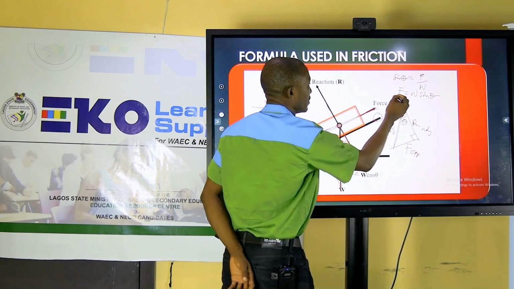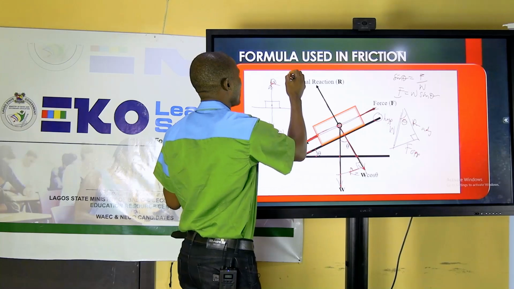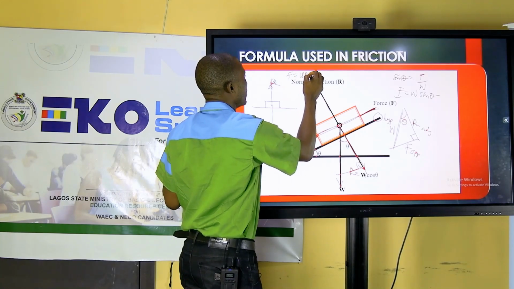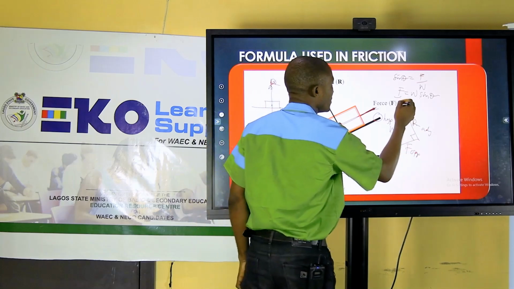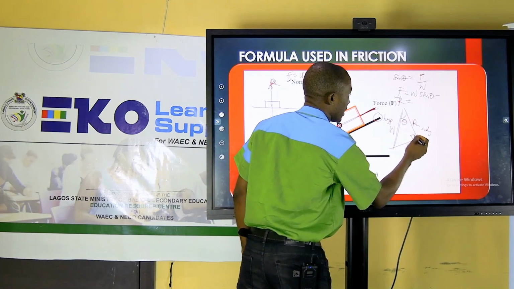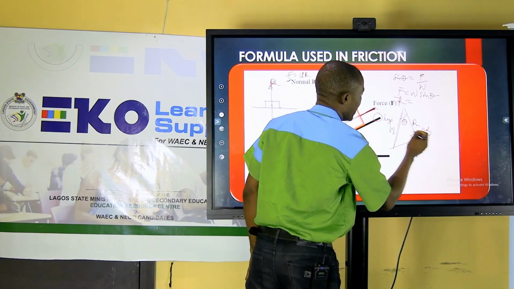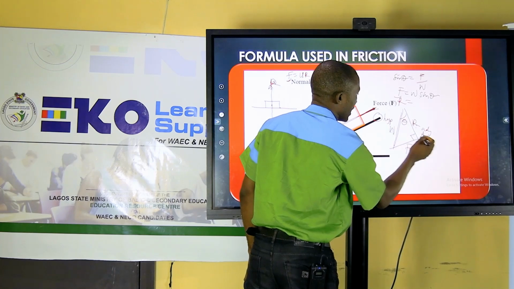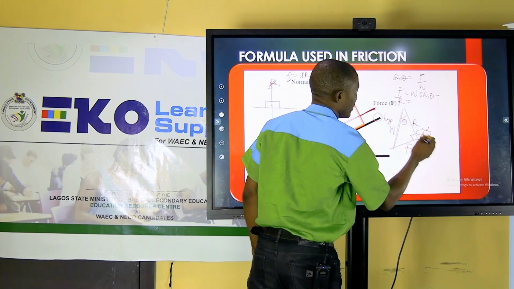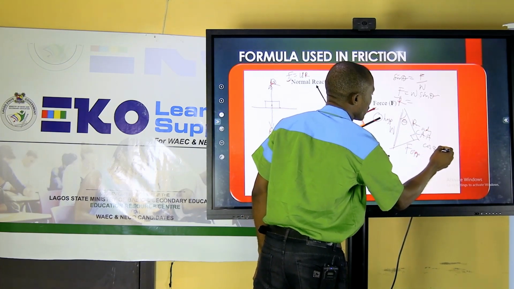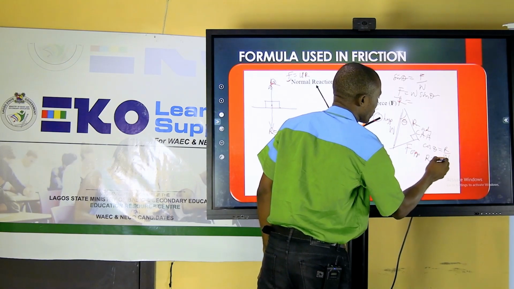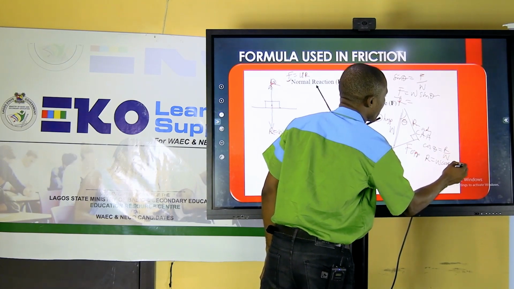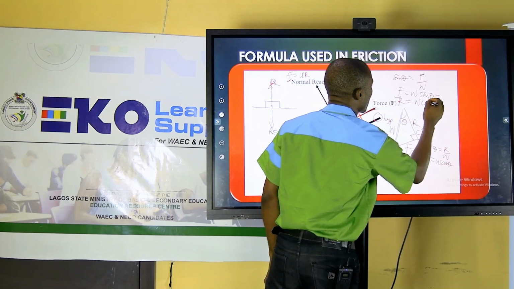So instead of having F equals nu R, your F will be replaced with W sine theta. The same thing for your R. Look at it. Your R is adjacent, and then your W is hypotenuse. So that will be cos theta equals adjacent R over hypotenuse W. So R will be equal to W cos theta. So in this place, we are going to have W cos theta.